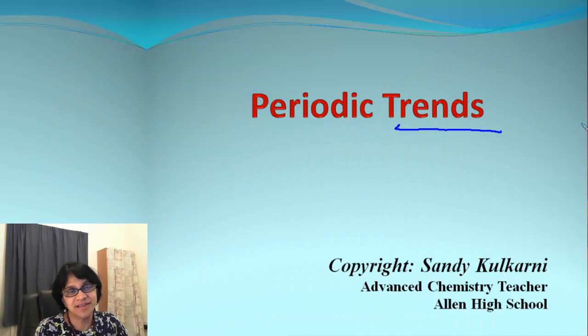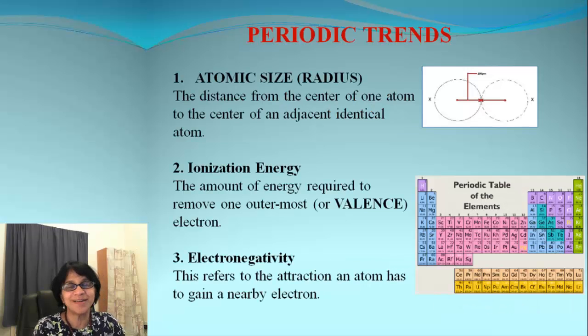Miss Kulkarni here. In this video, we are going to talk about periodic trends. It means there are some properties of elements which we can correlate in the periodic table. So let's find out which are those properties and how they are correlated.